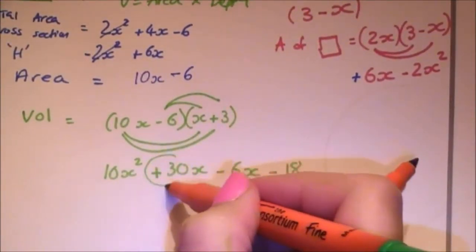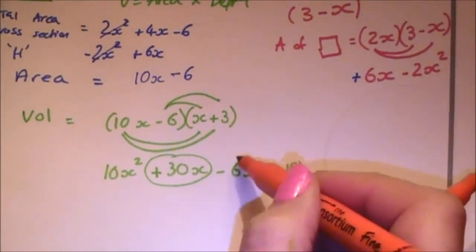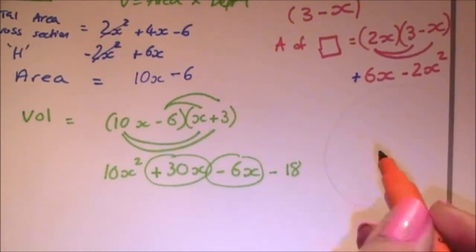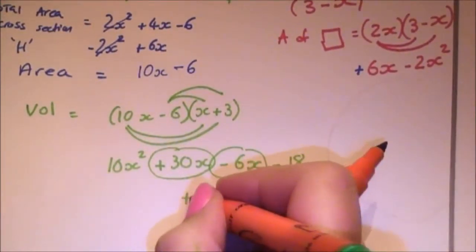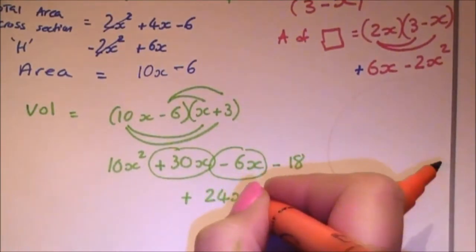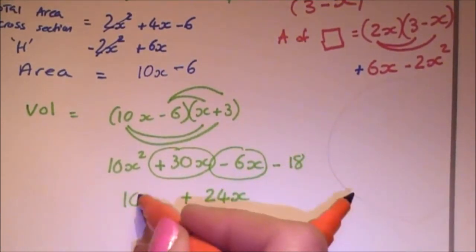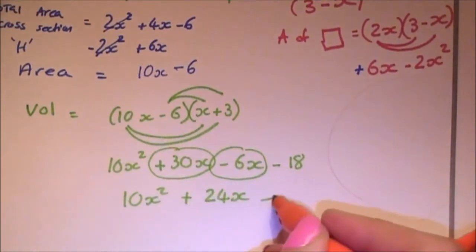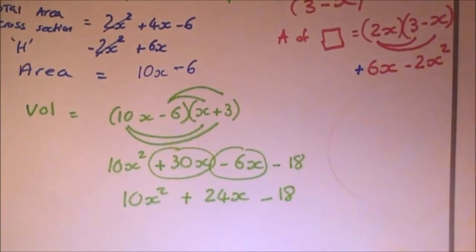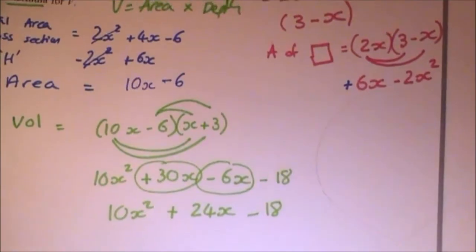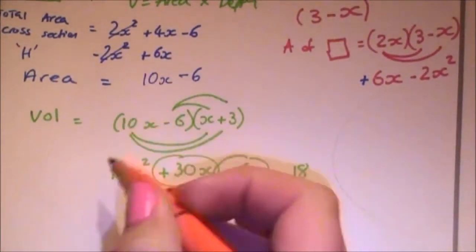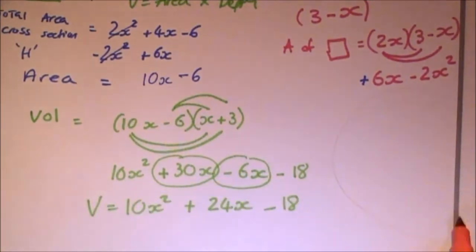Collect and simplify. So I've got my positive 30x. I've got my negative 6x. They go together to give me a positive 24x. I've not done anything to my 10x squared, and I've not done anything to my negative 18. So that's it. Volume equals 10x squared plus 24x minus 18. Okay, so now I have found the formula that V equals 10x squared plus 24x minus 18.